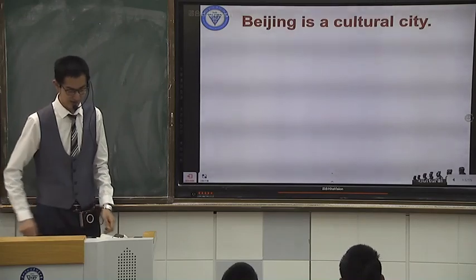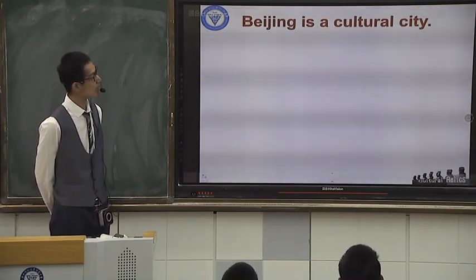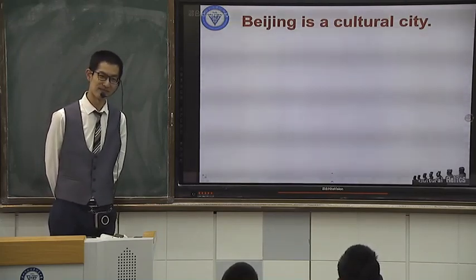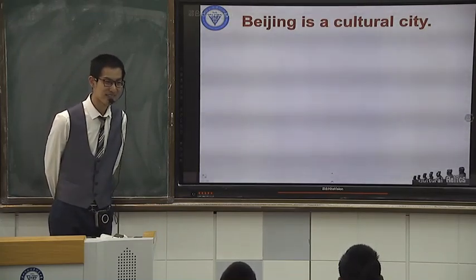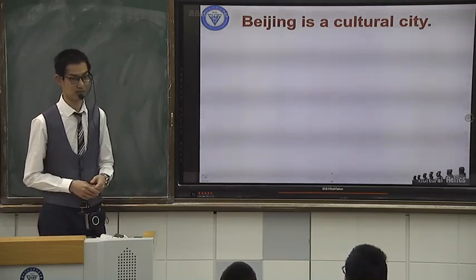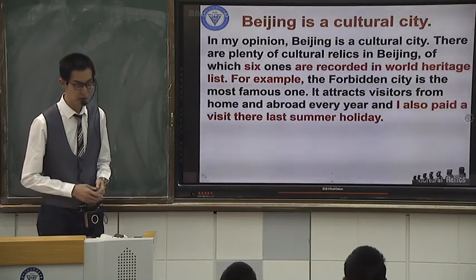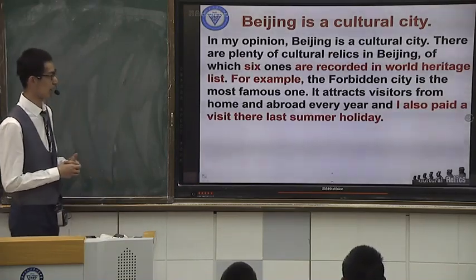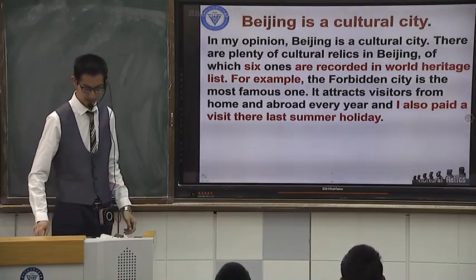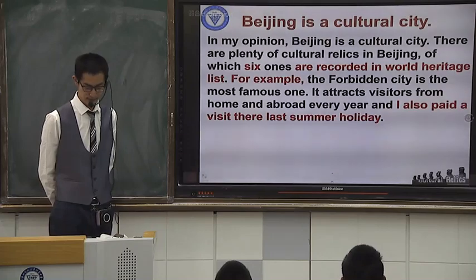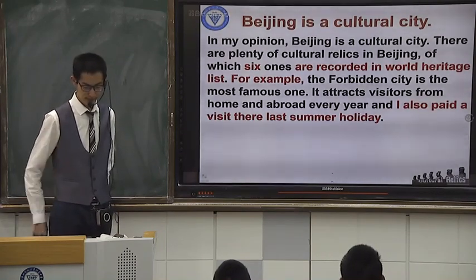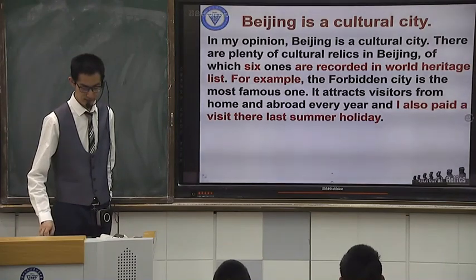Let's see. This statement, Beijing is a cultural city. Is it a fact or opinion? Is it a fact or opinion? Yeah, it's an opinion. And now we are going to use facts to support our opinion. How are we going to do it? Let's see this example. Okay, let's read it together. In my opinion, start. In my opinion, Beijing is a cultural city. There are plenty of cultural relics in Beijing, of which 6 are recorded in the World Heritage List.